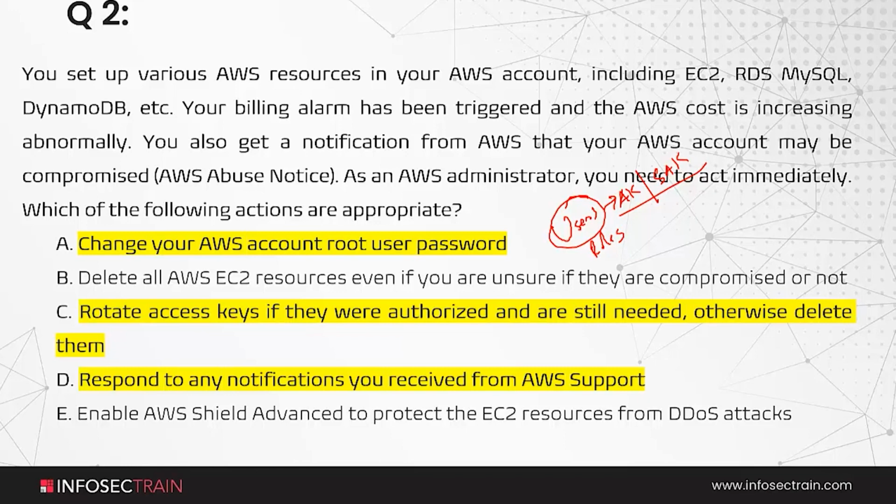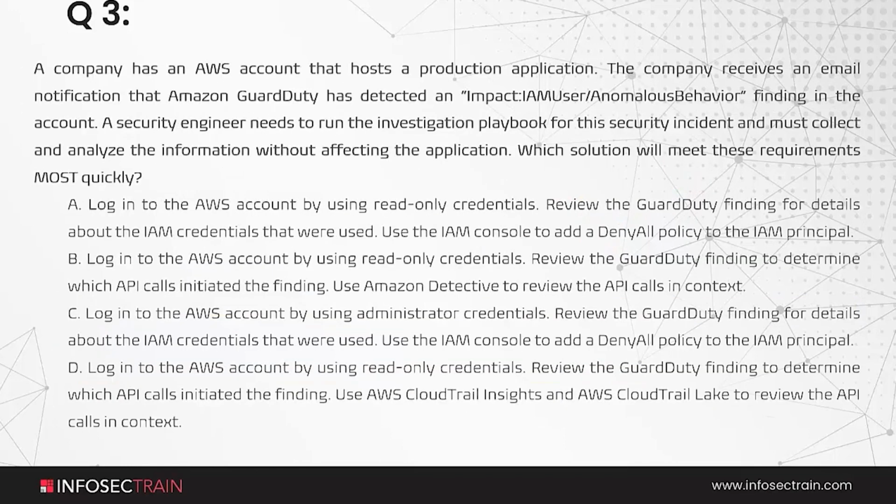So let's go for the next one, team. A company has an AWS account that hosts a production application. The company receives an email notification that GuardDuty has detected an Impact IAM user anomalous behavior finding in the account. A security engineer needs to run the investigation playbook for the security incident and must collect and analyze the information without affecting the application. Which solution will meet these requirements most quickly?